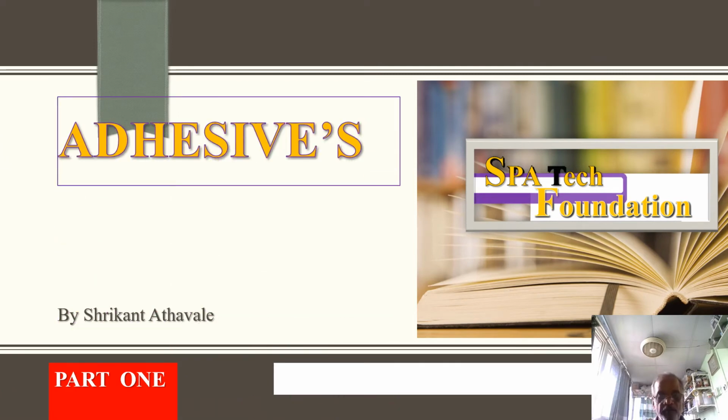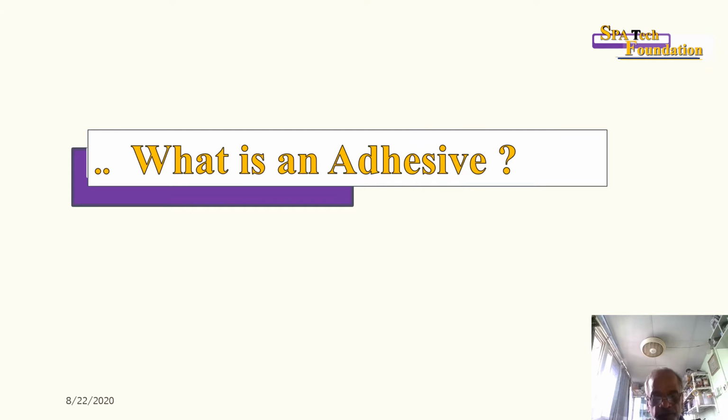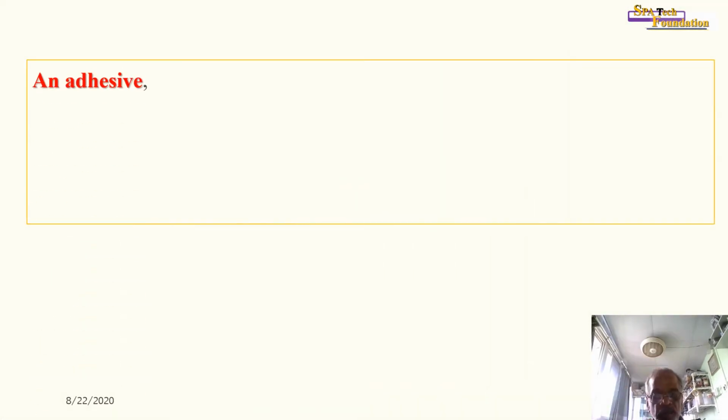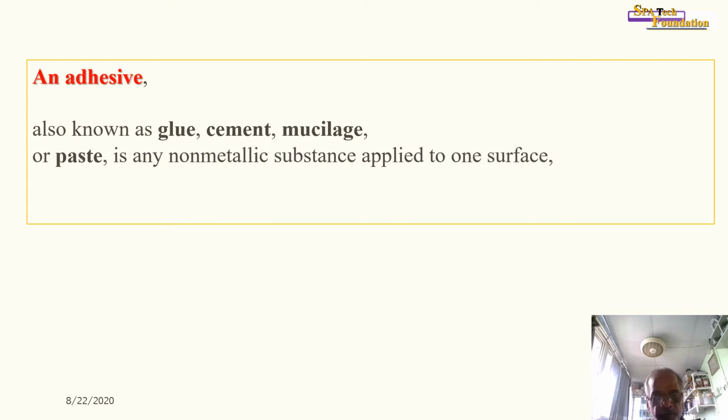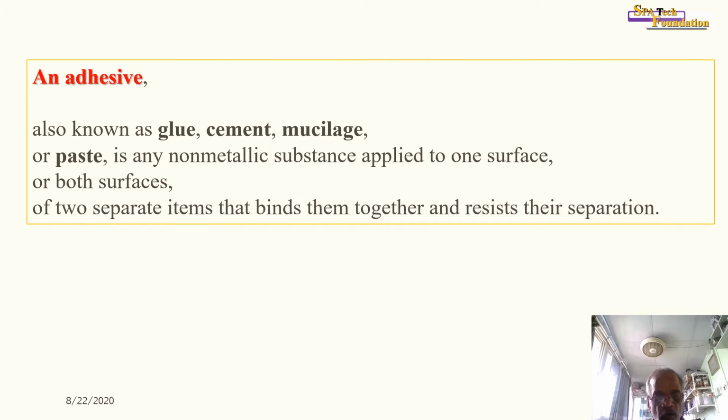Today we are going to have a presentation on adhesives. What is an adhesive? An adhesive, also known as glue, cement, mucilage, or paste, is any non-metallic substance applied to one surface or both surfaces of two separate items that binds them together and resists their separation.